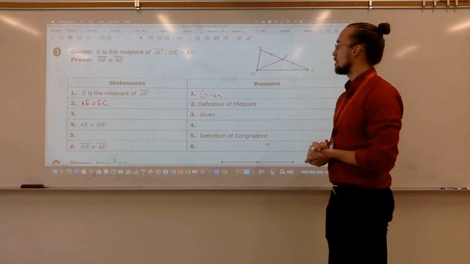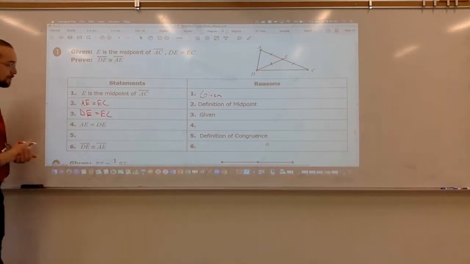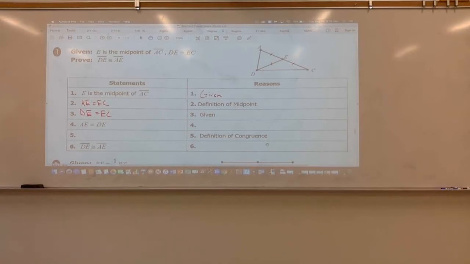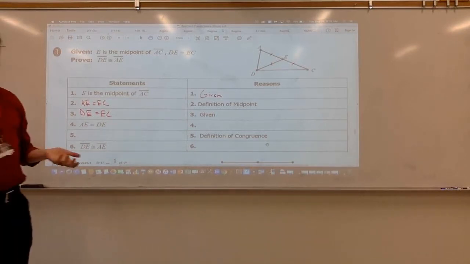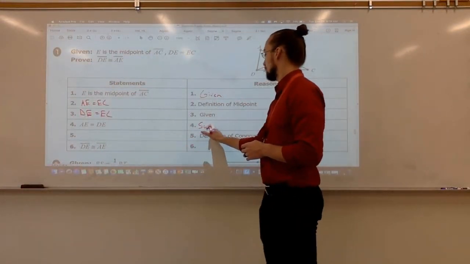Right, so I'm told this is the other piece of given information. So this would be DE equals EC. Okay, well the next one they conclude that AE equals DE. How can I claim that? We could use substitution or transitive. Either of those would work.